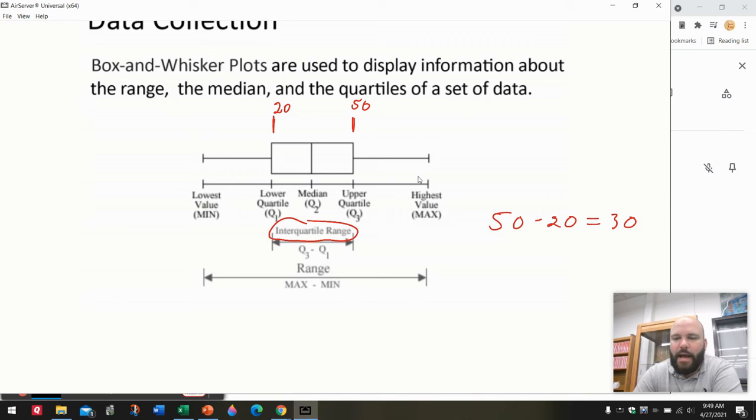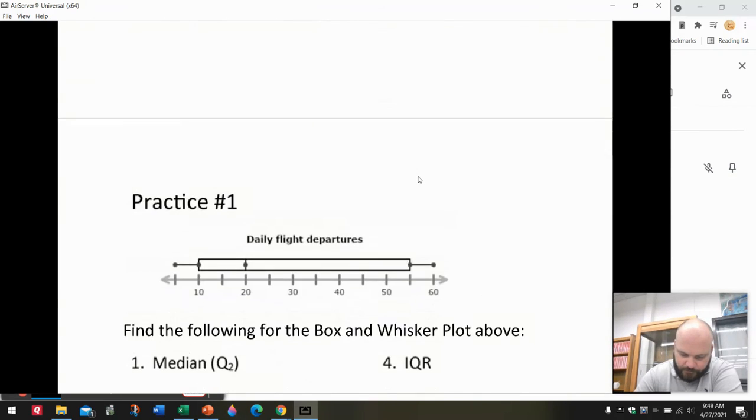Now, the last aspect of a box and whisker plot we're going to discuss before we actually try one is the actual range of your data. The range is very simple. The range is how spread out your data is, and it's very easy to find. You take the maximum value and the minimum value and then you subtract. As you can see, it says that right here: maximum minus minimum. So now that we've talked about some aspects of a box and whisker plot, let's go ahead and try a problem.